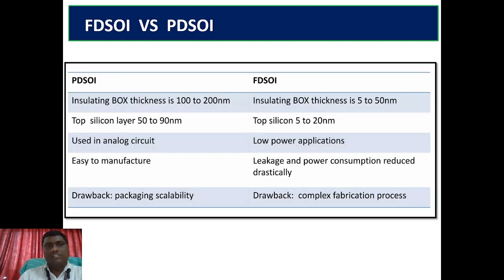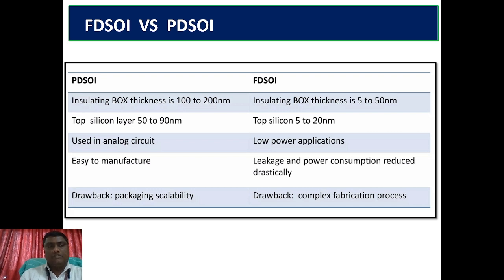And the differences between the partially depleted and fully depleted MOSFETs are: in partially depleted SOI MOSFETs the insulating box thickness varies from 100 to 200 nanometer, whereas in fully depleted ones the thickness is 5 to 50 nanometer. The thickness of the box, that is the buried oxide layer, is very small in case of the fully depleted SOI. And the top silicon layer is 50 to 90 nanometer in case of the partially depleted, whereas in case of the fully depleted it is 5 to 20 nanometer.